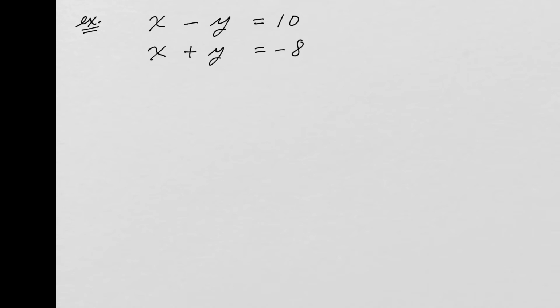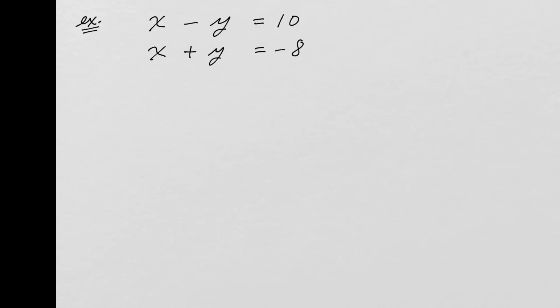Then let's choose a variable to eliminate. We could eliminate either x or y. In this case, and you'll see why in a second, it's going to be easier to eliminate the y. And then step 3 says you may have to multiply one or both of the equations by appropriate numbers so that the coefficients of the variable to be eliminated are opposites.